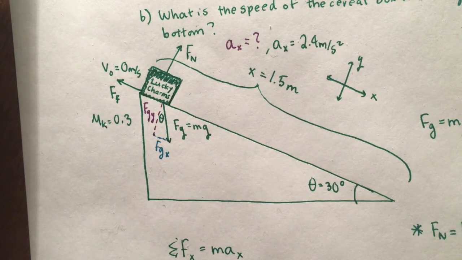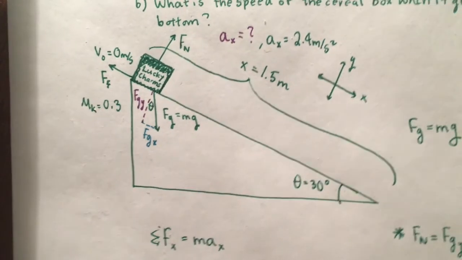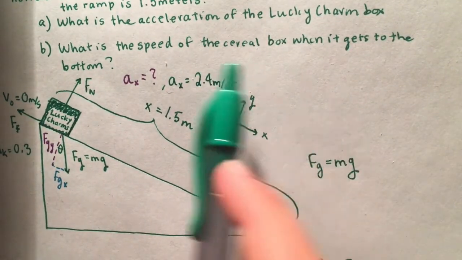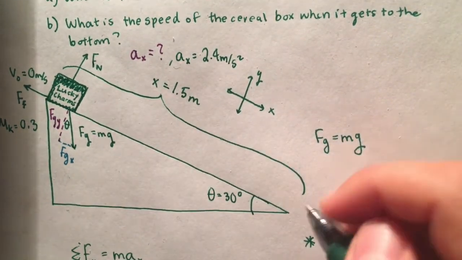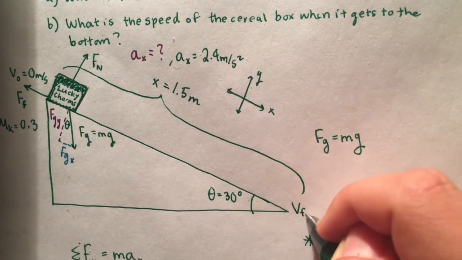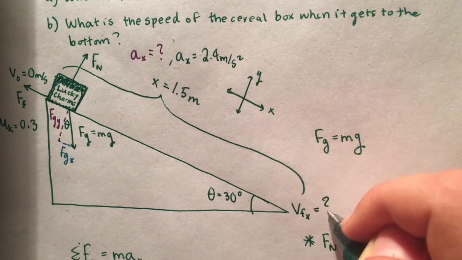All right, what is our target? Part B is asking us to find the speed of the cereal box when it gets to the bottom. So our target is v final in the x direction. That is our question mark.